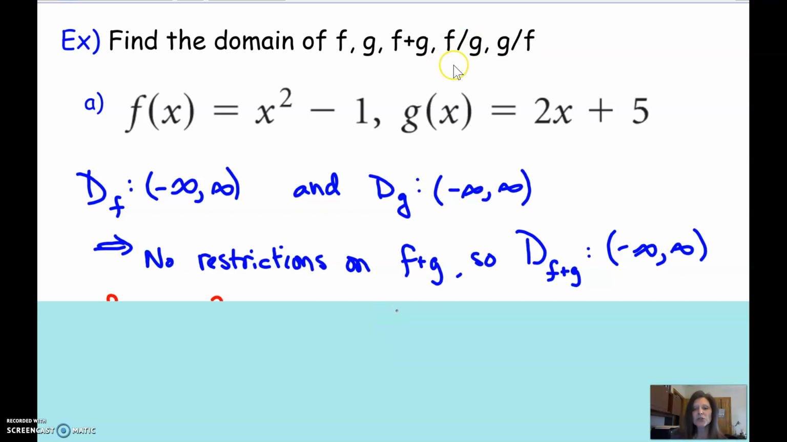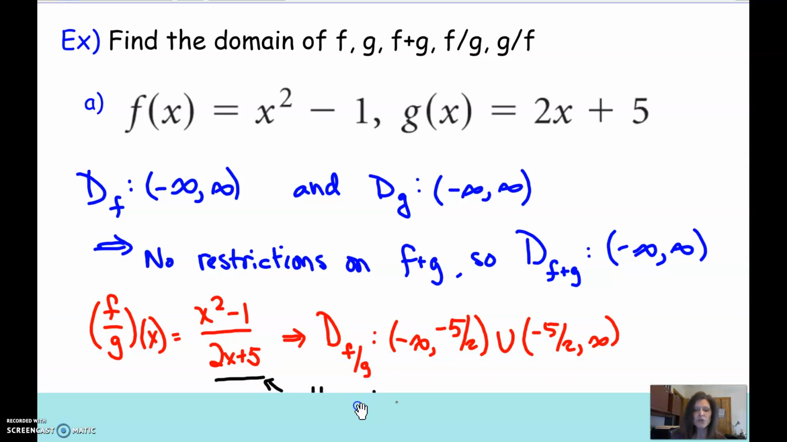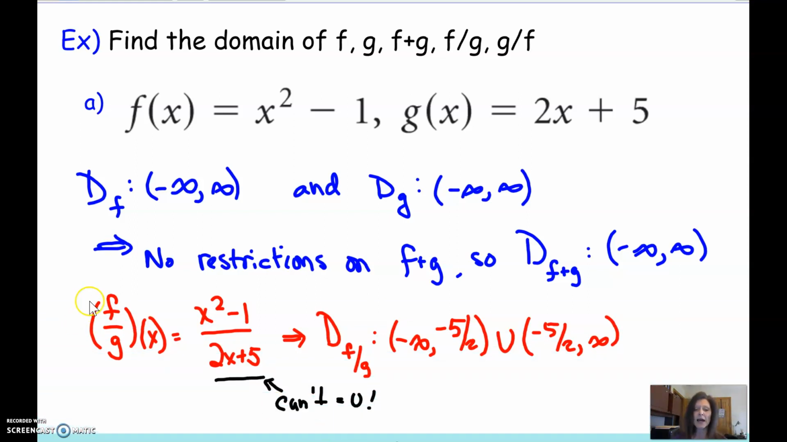It's those last two, when I have f divided by g or g divided by f, that I'm going to have some problems. So let's take a look there. So the first one is f divided by g of x, which means I put f on top, g on the bottom. The denominator of a fraction cannot be 0 because we can't divide by 0. So I ask myself, what would make this equal to 0? Subtract 5, divide by 2, and I come up with negative 5 halves. So anything from negative infinity up to the negative 5 halves will work.